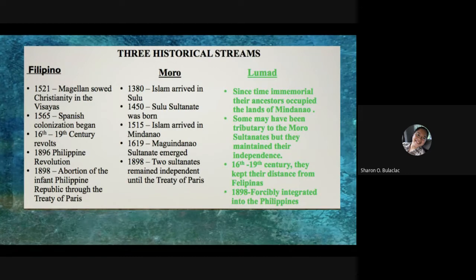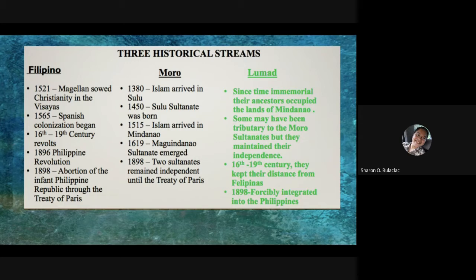Then 1898, abortion of the Philippine Infant Republic, through the Treaty of Paris. So bakit abortion of the infant Philippine Republic? Alam naman natin that you have Aguinaldo who declared independence in 1898. But unfortunately, when the Americans arrived and they declared war against Spain, natalo yung mga Espanyol, and since we were a colony of Spain at the time, ang demand ng mga Americans was actually to get the Philippines as their new colony. In fact, the Philippines was the first colony of America.